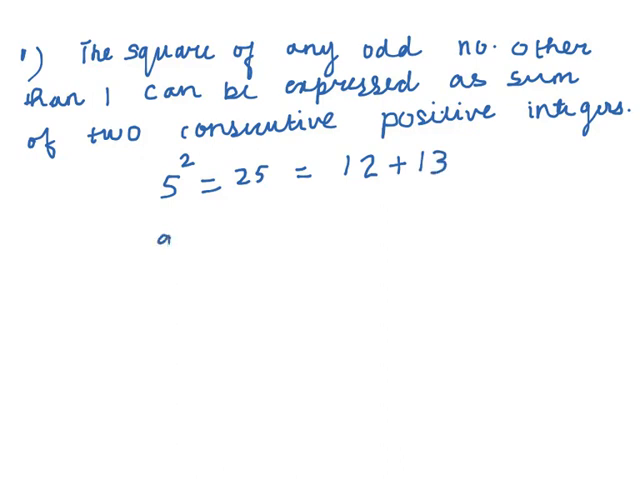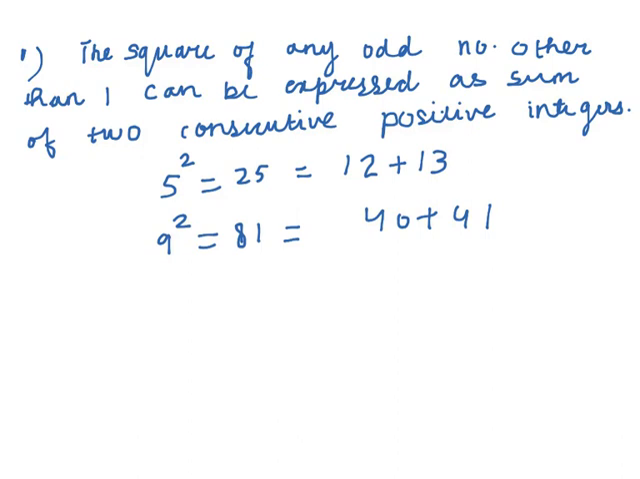Next example, let's take 9 square. It will come as 81. So it can be expressed as a sum of 40 and 41. So it can be the sum of two consecutive numbers. Now the idea is which consecutive numbers it can be. Here we have a small number, so we can easily figure out which two consecutive positive integers it can be.